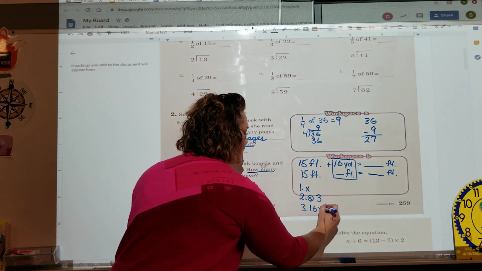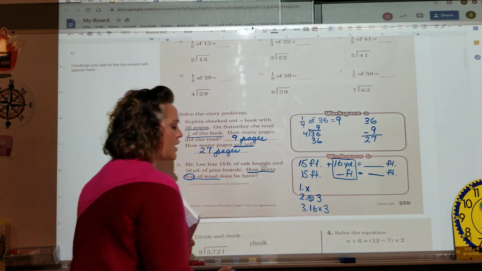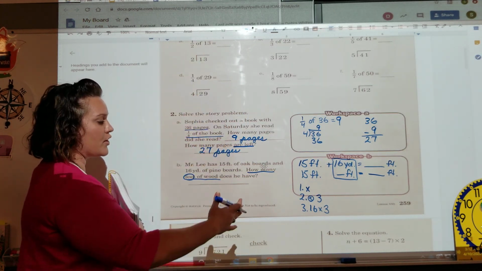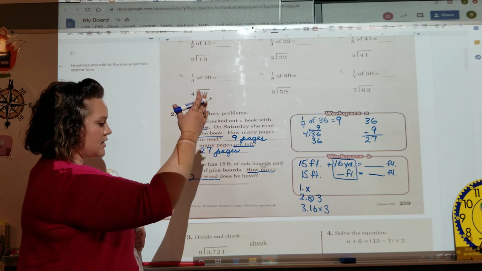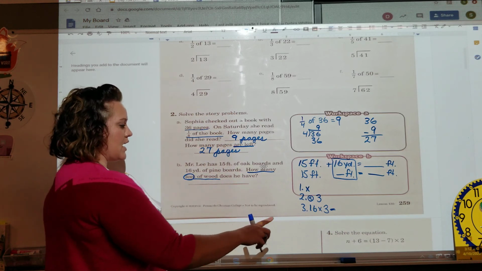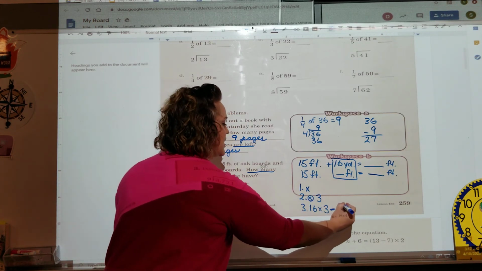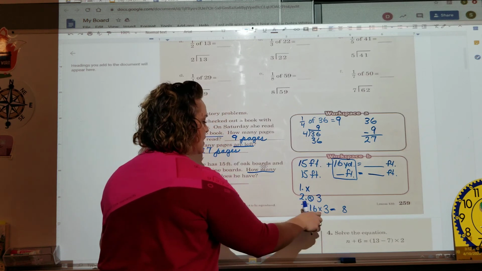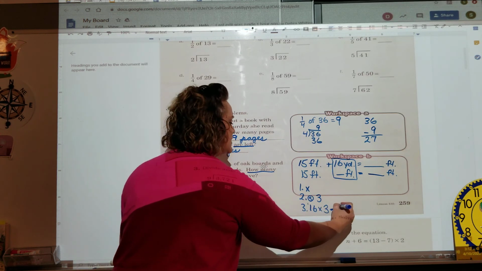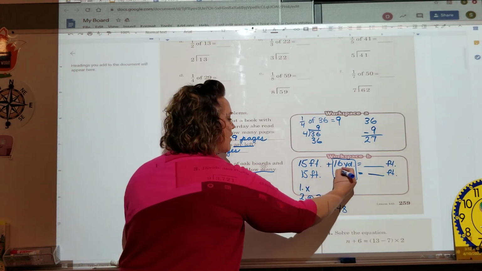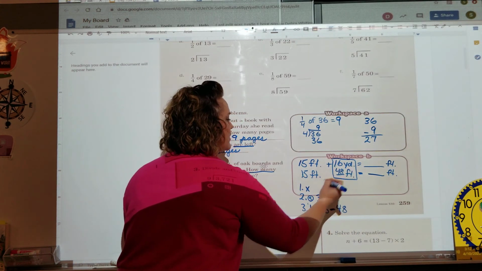16 times 3. You can write it vertically or horizontally. If you do it horizontally, remember to do 6 times 3 equals 18. Carry your 1. 1 times 3 equals 3, plus 1 is 4. It equals 48. Now we've solved for this one. We can put the answer in the box.